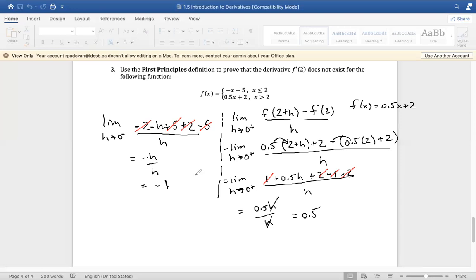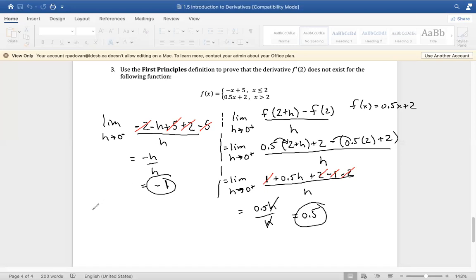So if we see, if I'm approaching 0 from the left-hand side, I get an answer of negative 1. If I'm approaching 0 from the right-hand side, I get an answer of 0.5. So remember, for the limit to exist, both sides of the limit have to equal the same value. They both have to be nearing the same y value, and they don't. So since the left-handed limit and the right-handed limit are not equal, then the derivative does not exist at x equals 2. So we should probably write that down.